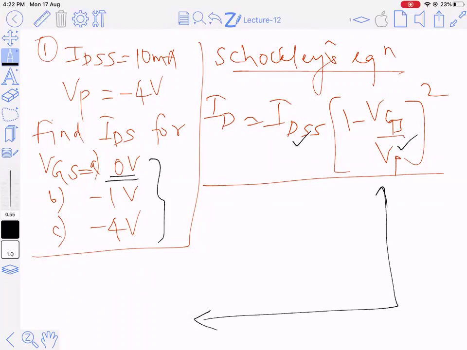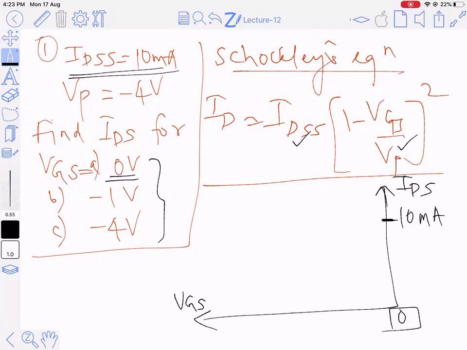So let us plot the graph. What is the transfer graph? This is VGS negative, this is IDS. How much is the maximum current? It is 10 milliamperes, when VGS is 0. As you increase VGS negatively, to -1, the current will get less, and keep going. What is the value of VGS at which the current is 0? That is VP, that is -4.